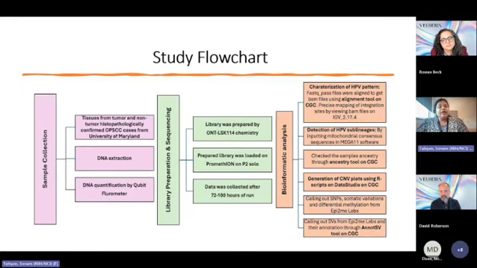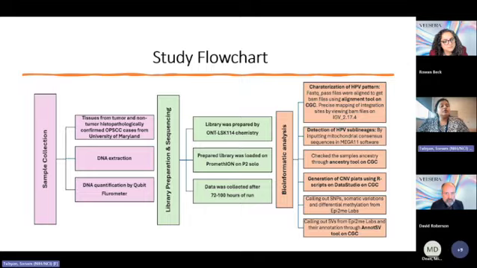This is the slide which shows the flow chart of my study. So as I told you before, we collected 16 samples. These samples were collected from University of Maryland. Out of these 16 samples, 6 samples were paired, like the tissues were taken from tumor and non-tumor histopathologically confirmed OPSCC cases. DNA was extracted and quantified.